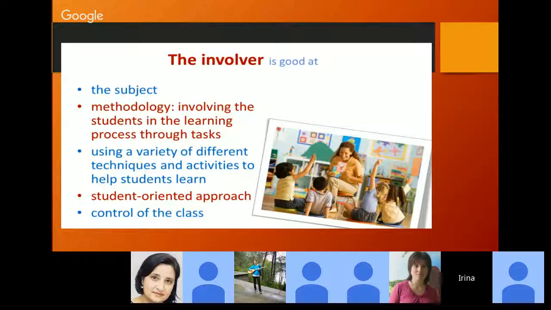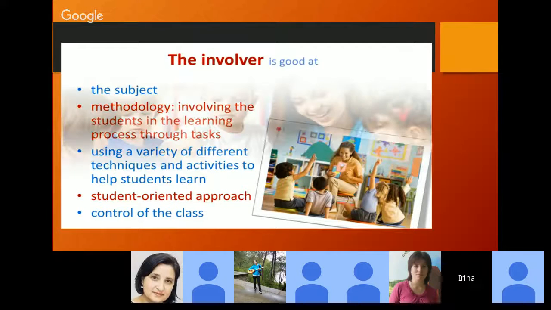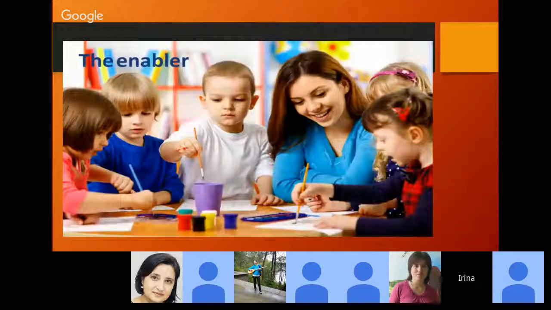And he controls the class as well. This type of teacher doesn't have any discipline problems, so he knows how to handle them just because he knows the methodology very well, what to do with different types of students, different age and different levels. The enabler is the third type, and it comes from the word to enable, right?